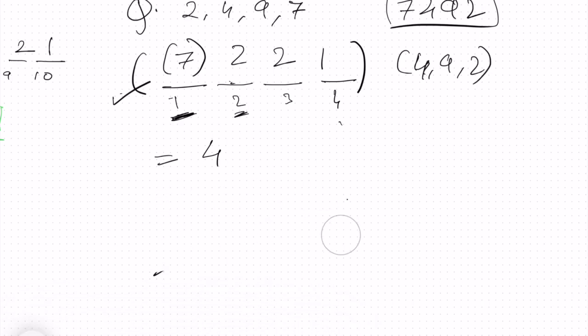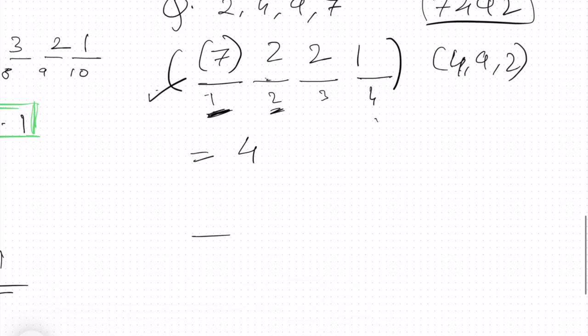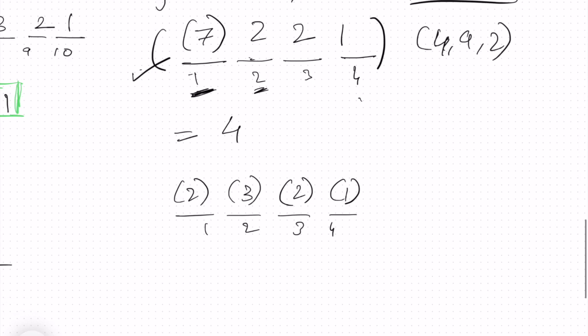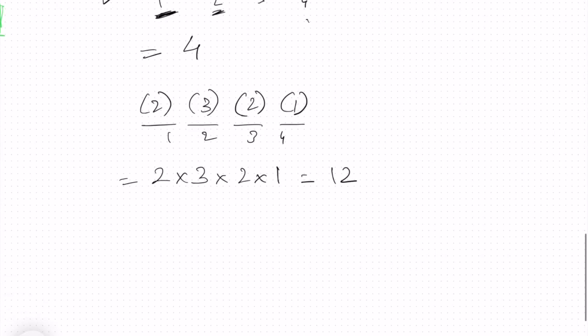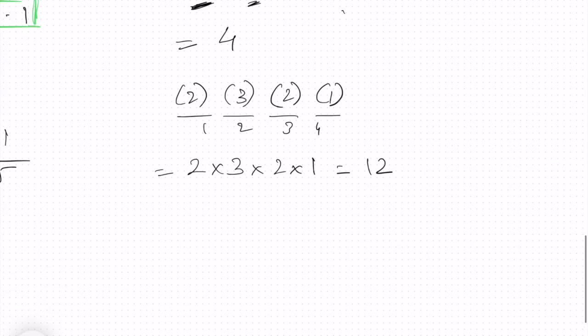Erase and write again. One, two, three, 4. So 2 ways to fill position 1, 3 to fill 2, 2 to fill 3, and 1 to fill 4. This is 2 into 3 into 2 into 1, equal to 12. Right, so the possibilities in this case are 4 plus 12 equals 16.